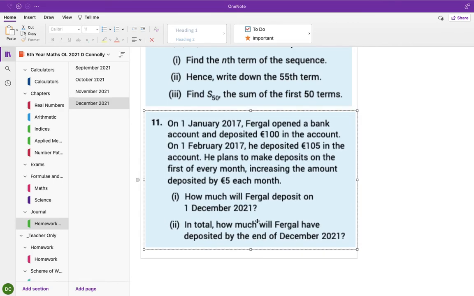Now this one is one about this guy saving money up. So how much will Fergal deposit on the 1st of December 2021? That is a single deposit. Okay, so that's on that day when Fergal goes into the bank. How much will he deposit on that?